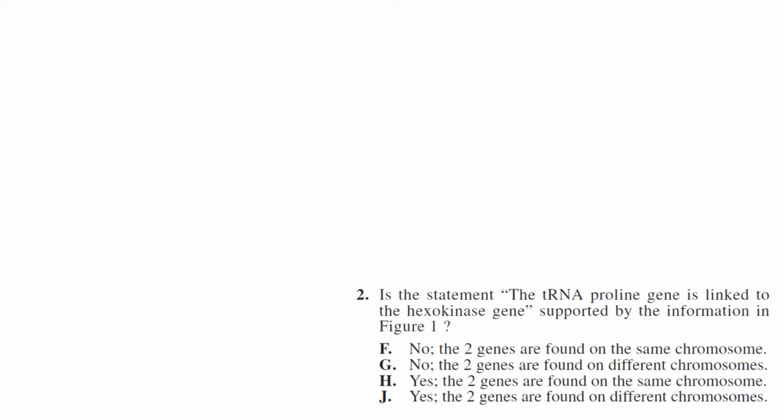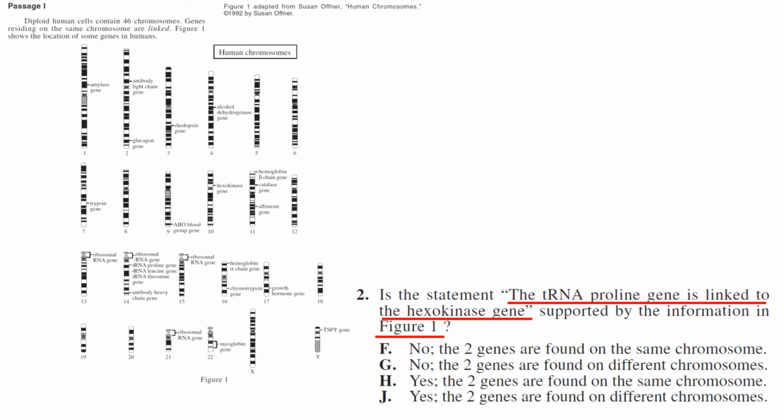Number 2 is the statement the RNA proline gene is linked to the hexokinase gene, not sure if I said that right, supported by the information in Figure 1. So we're going to look at Figure 1. We look at our answer choices. We know we're looking partly for whether or not the genes are on the same or different chromosomes. So let's just find them.